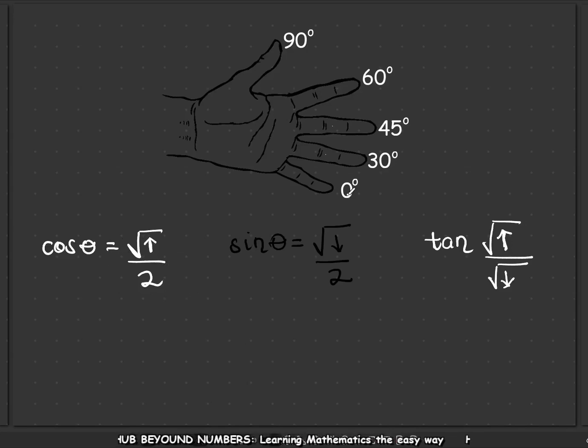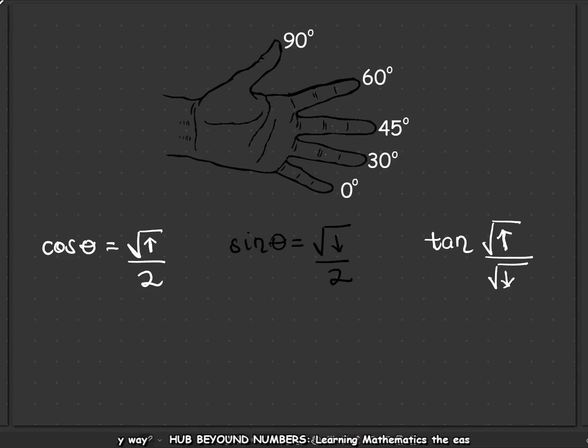So if you want the cosine of 0 degrees, this arrow here means above. If the arrow is pointing downwards, then I mean below. So this is above, this is below. The cosine of an angle is just the square root of the number of fingers above that particular finger, all over 2. But the sine is what? The square root of the number of fingers below, all over 2. So we'll be doing these two together, after which we come to the tangent.